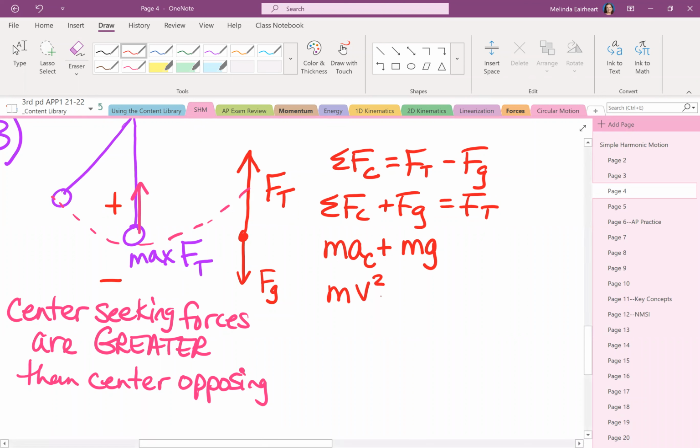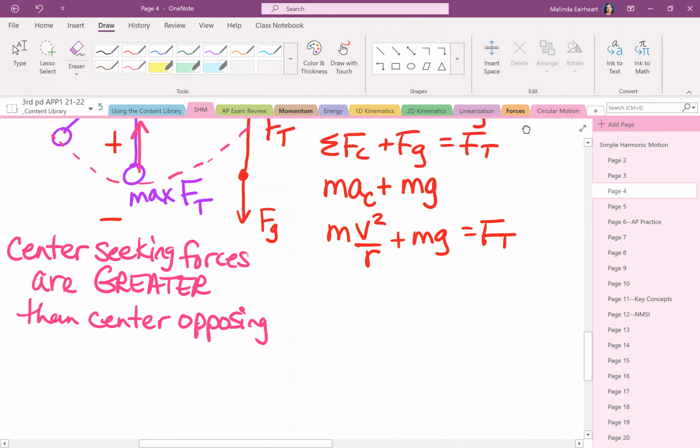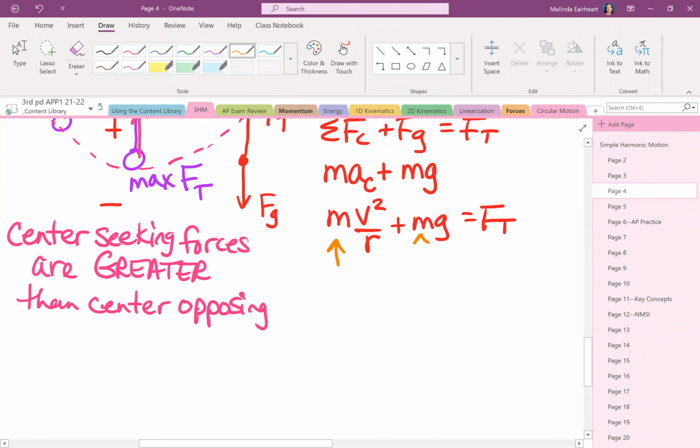V squared over R. So we've got mass in 2 out of 3 forces. Does it cancel out like it did in energy? No, mass does not cancel. And lucky for us, are we increasing or decreasing? We're increasing. If we increase the mass in both terms, hopefully it's really obvious what's going to happen to the tension. It's going to increase as well. So tension will increase. FT increases.